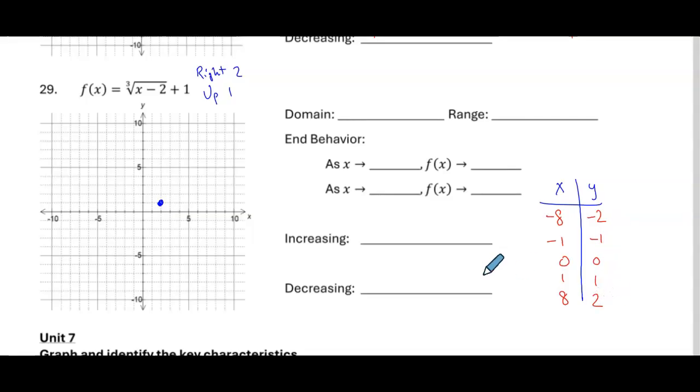So that's my movement. I go left 8, and I go up, nope, down 2. Left 8, down 2. Then I go left 1 and down 1. I go right 1 and up 1, and I go right 8 and up 2.